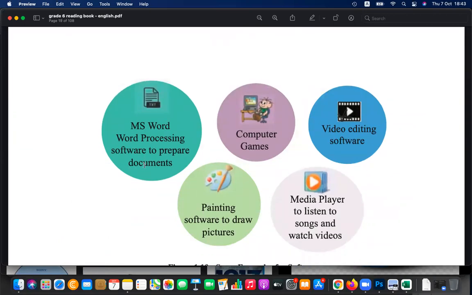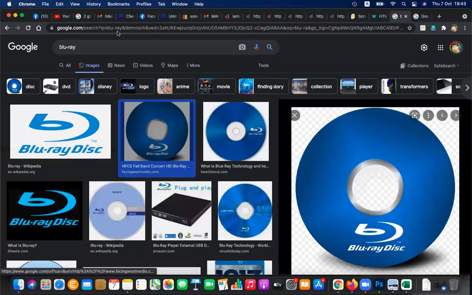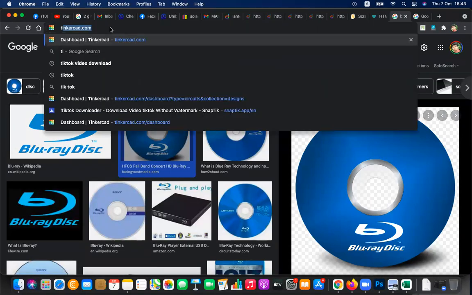And then, where are these computers used in day-to-day activities? Actually, we use computers for word processing, games, editing, painting, media, graphic designing, maybe multimedia authoring, sound editing, entertainment, a lot of things, virtualization. What is virtualization? Virtualization is something like this. So let's say Tinkercad.